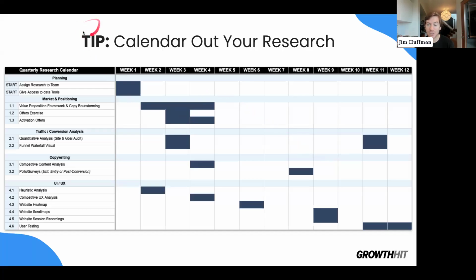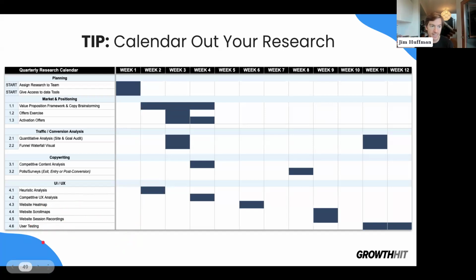And so I think the tip is super simple. Calendar it out. So at the start of Q1 for next year, ask yourself over the next 12 weeks, what research are we doing, right? So this is what we do. It's like, okay, first week, do we have the right tools? Do we have Convert going? Do we have the right team to do this? And then I'm assigning out like, okay, we're going to do heat maps, scroll maps, session recordings this many times.